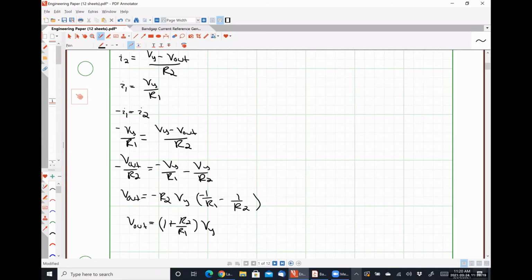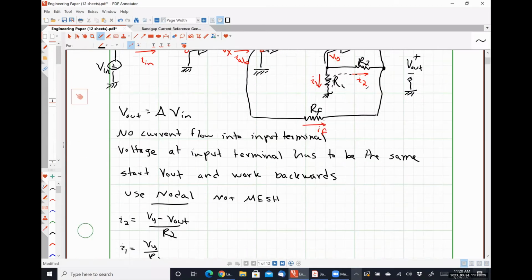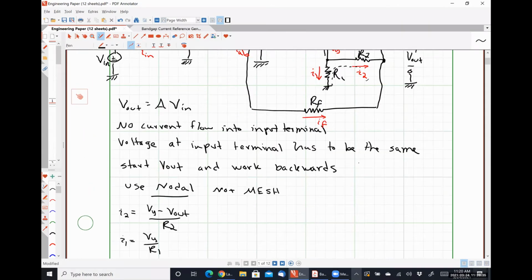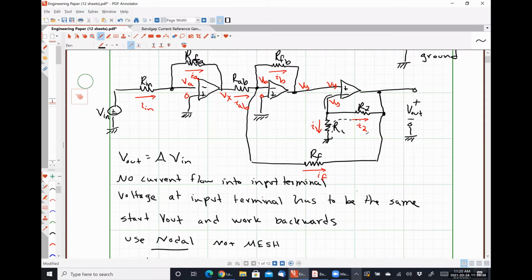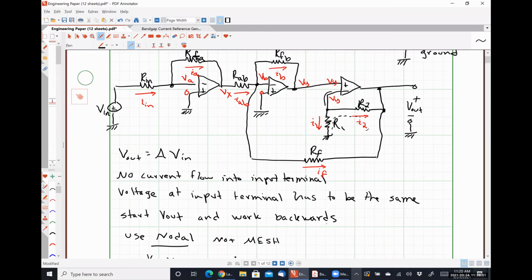Now, this is what you would expect. We had a non-inverting amplifier right there, and this is the gain equation for that. And so that checks out. And so now that we have this, well, we need to know what VY is. And so we keep working backwards. So we go back up to our circuit right here, and we start writing equations to solve for VY. And so we want the equation for IB. So IB equals VB minus VY all over RFB, right?